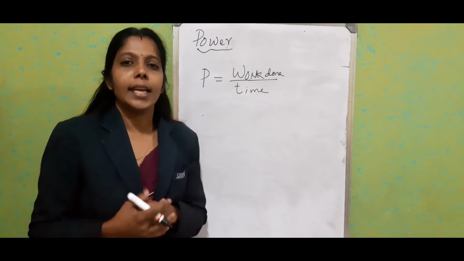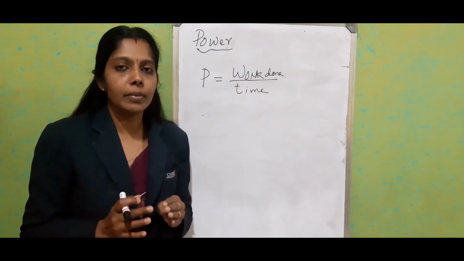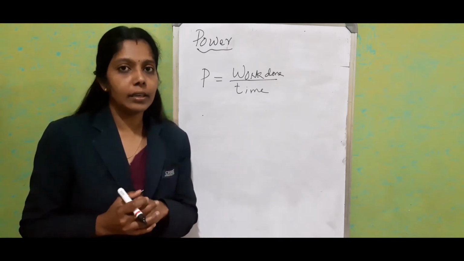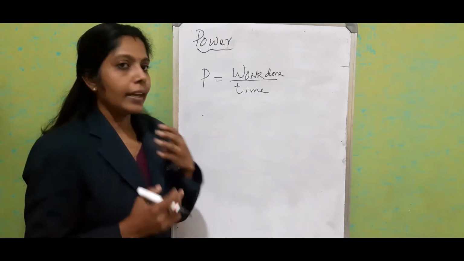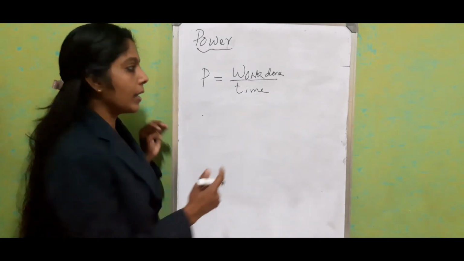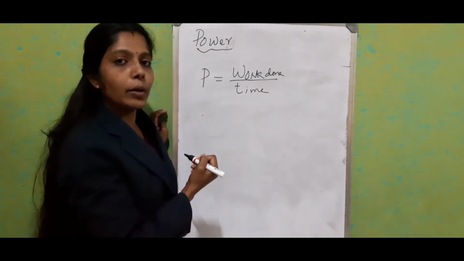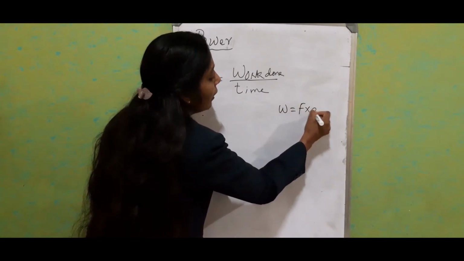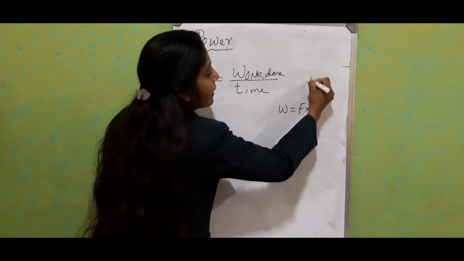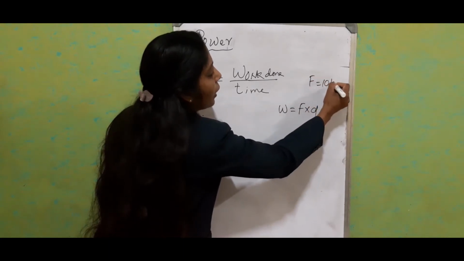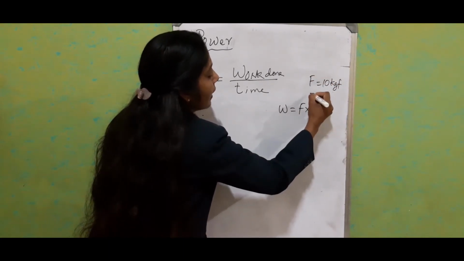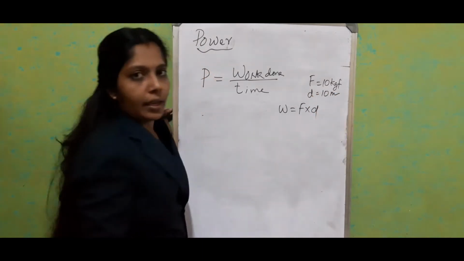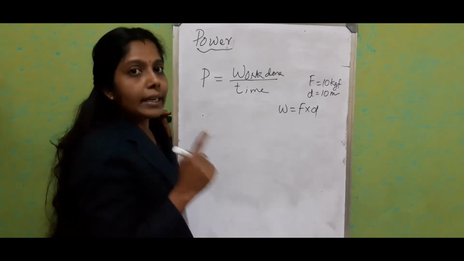Let's see an example. Just consider two persons. Both are carrying an equal amount of weight to a particular distance, like from the first floor to the second floor. What is the equation to find work done? Work done is equal to force into distance. Consider that both are carrying 10 kilogram force to a distance of 10 meters.